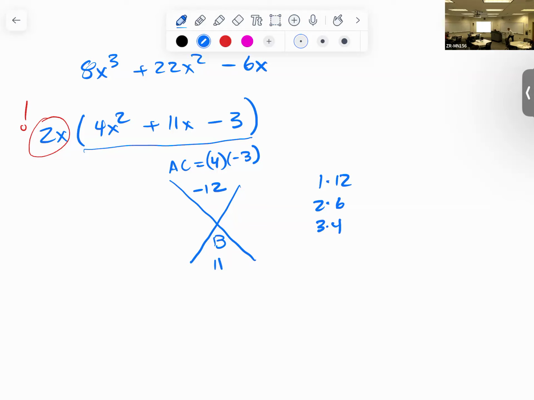Let's do the signs. If I have a positive at the bottom of the diamond, and -12 on top, what are the signs? You need 1 negative, 1 positive. Okay, so if I put 3 and 4 in there, that does multiply to -12. -3 plus 4 becomes 1, definitely not 11. Okay, so I think I missed there.